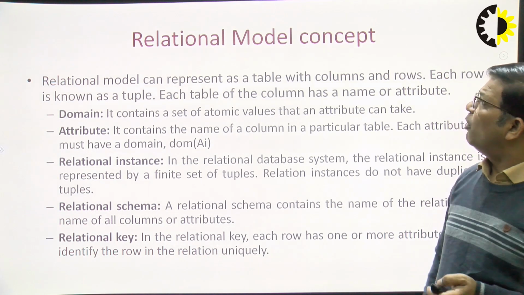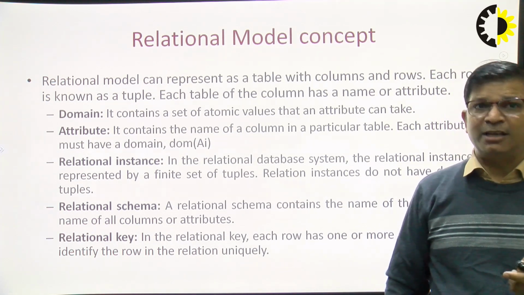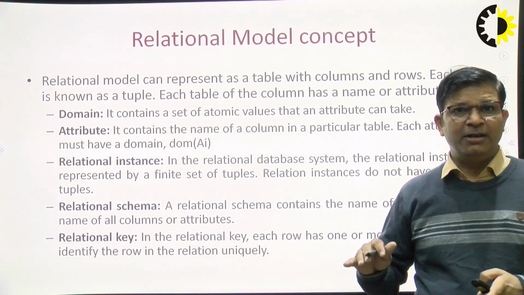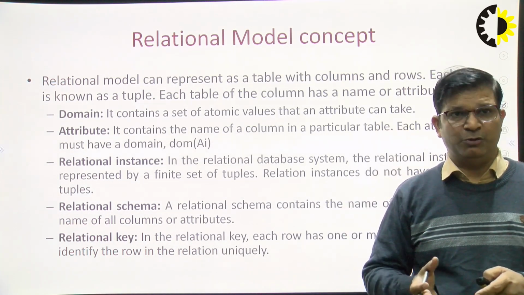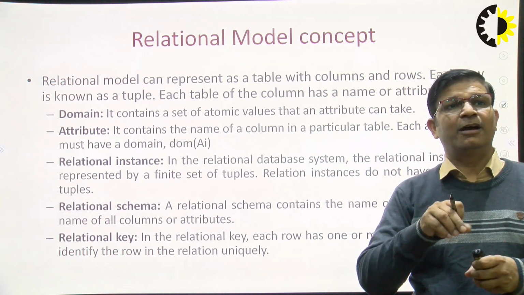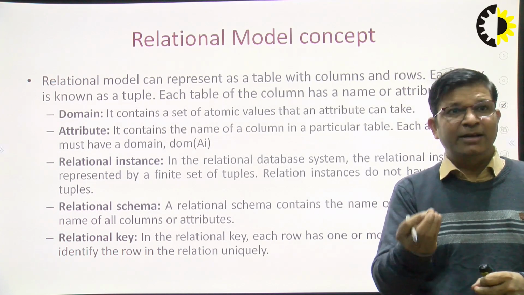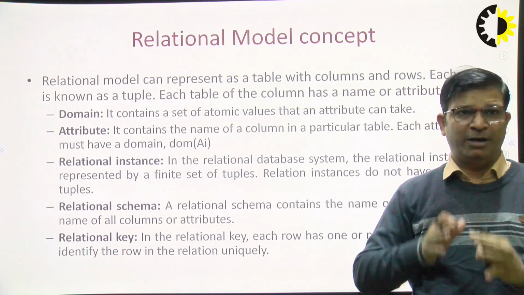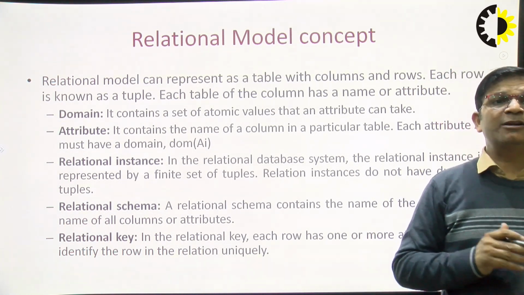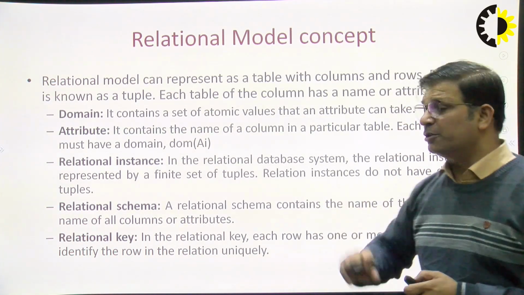So, relational model concept. What is the relational model concept? A relational model can represent a table with columns and rows, and each row is known as a tuple, and a column is represented as an attribute. A domain, what is a domain? Domain is the constraint. Domain is the set of atomic values that an attribute can take, a cell value. An attribute contains the name of a column of a particular table. A relational instance: in the relational database system, the relational instance is represented by a finite set of tuples. A relational instance does not have duplicate tuples also.